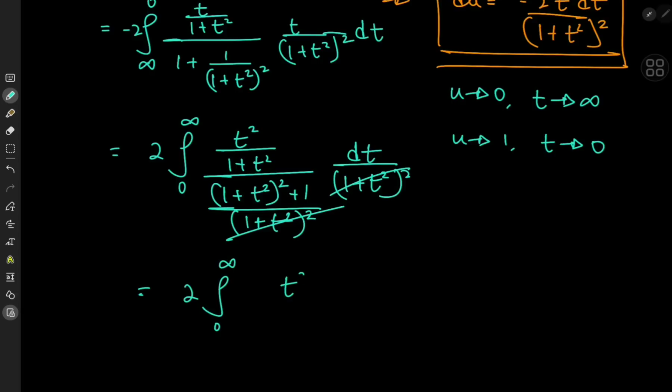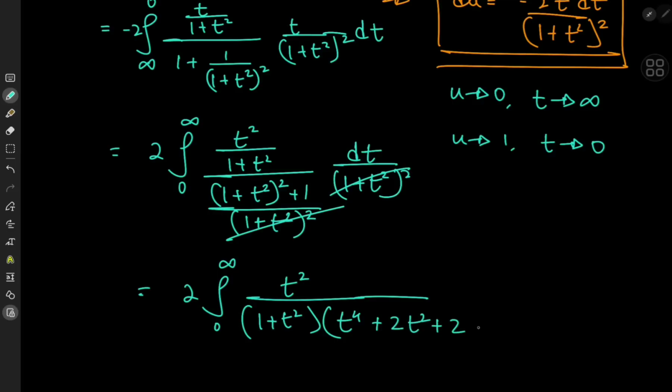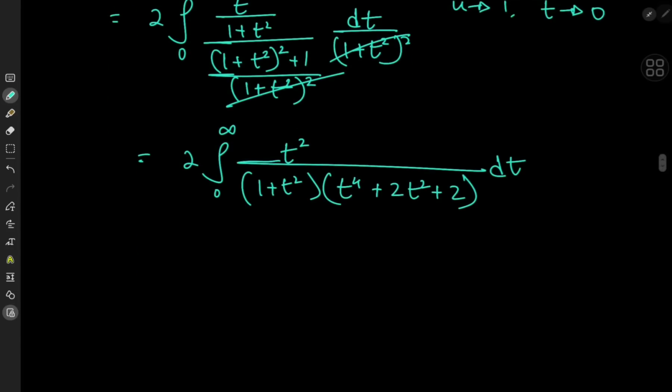That means we now have twice the integral from 0 to infinity of t squared divided by 1 plus t squared, and expanding the denominator gives me the squared function there: 1 plus t to the 4th power plus 2t squared plus 1, which could be written as t to the 4th power plus 2t squared plus 2. And this still looks like an imposing integral, but a nice partial fraction decomposition will render it much easier to attack.